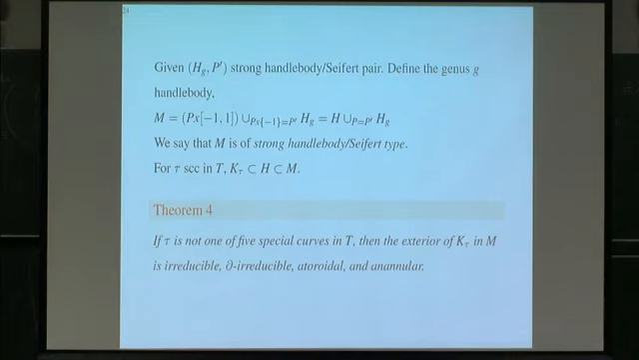And then I've taken P cross I, glued onto this genus G handlebody. So I'm thinking of H, that P cross I, as a small handlebody, and I'm gluing it onto this handlebody, and I get a big handlebody M. So M is the result of gluing H to H sub G along this three-punctured sphere. And I'm going to refer to that as M, and it's either going to be a strong handlebody or strong Seifert type, depending on what kind of three-punctured sphere I glued H along.